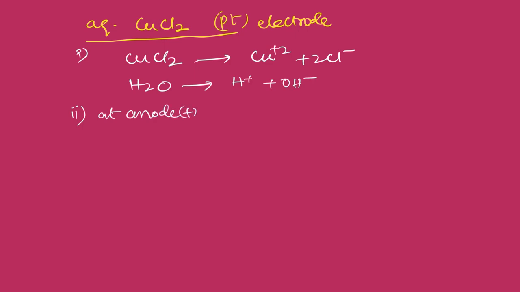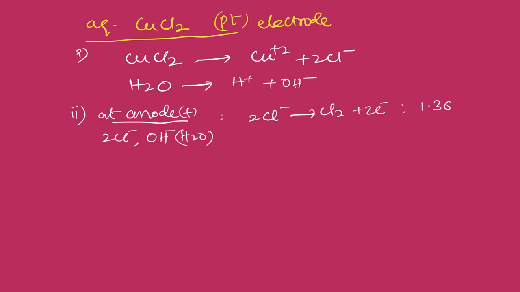At the anode, what is the charge? Positive. Therefore, the negatively charged ions 2Cl- and OH-, which is actually from water, are present. We know that 2Cl- converts into Cl2 plus 2 electrons. Its electrode potential value is 1.36 volt. And water, instead of OH-, takes part here in direct oxidation. This will be converted into O2 plus 4H+ plus 4 electrons, here 2H2O. Its electrode potential is 1.23 volt.